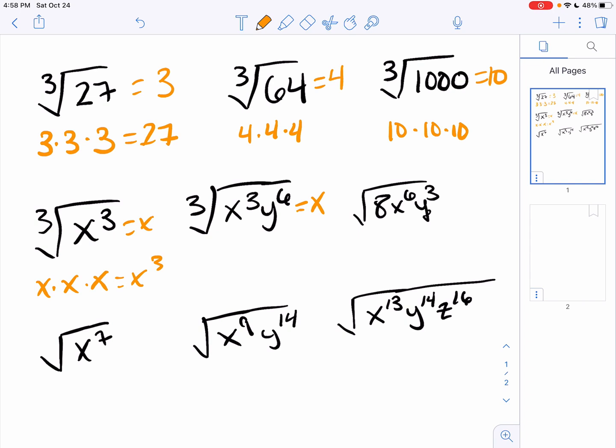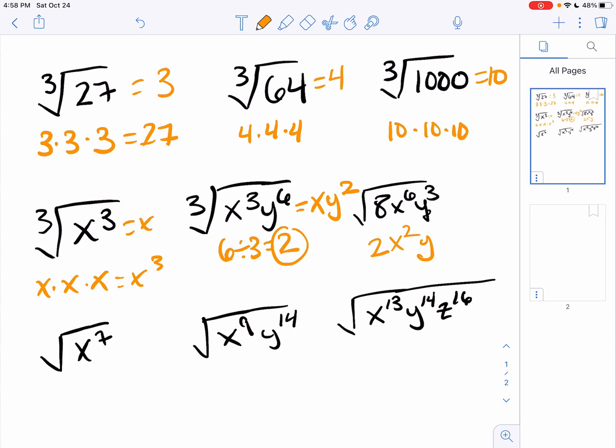6, the exponent of y, is also divisible by 3. So 6 divided by 3 equals 2. So the cubed root of y to the sixth is y squared. The next one, 8x to the sixth, y to the third. The cubed root of 8 is 2. And then 6 divided by 3 is 2, so x squared. And 3 divided by 3 is 1, so y.